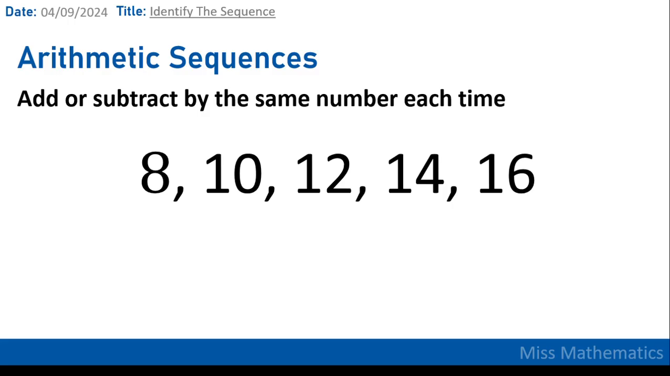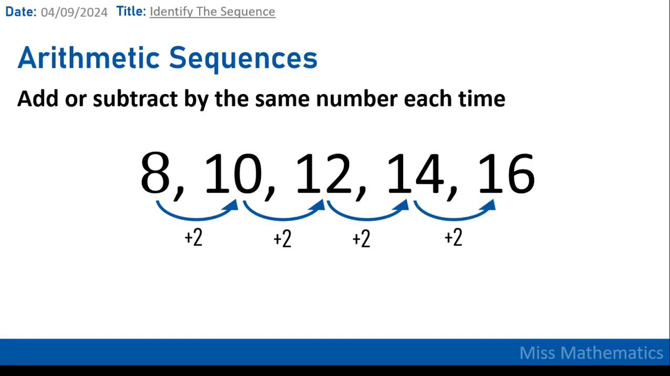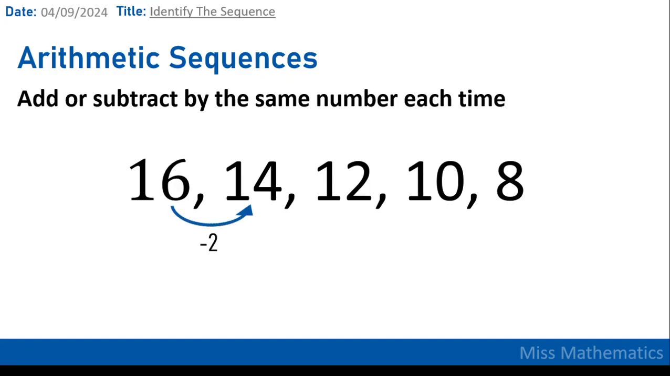Let's start off with arithmetic sequences. In arithmetic sequences, you need to add or subtract by the same number each time to get to the next term. So in this case, we're adding by 2 to get to each next term. However, you can also subtract. So in this case, we're subtracting by 2 each time to get to the next term.